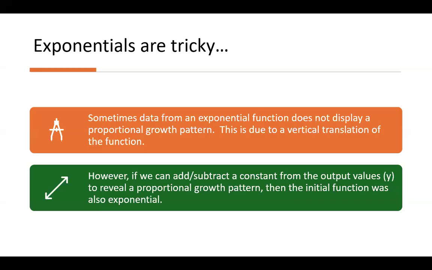All right. So exponentials are tricky. Sometimes the data from exponentials does not look like a growth pattern, and that's because a vertical translation has taken place. Something has translated where it doesn't look like the normal pattern you would expect. However, we can add and subtract a constant from the output to reveal the proportional growth pattern. So we can manipulate the exponential function, which we talked about in 2A.4, to show us that this was actually a growth function by using our exponential rules.